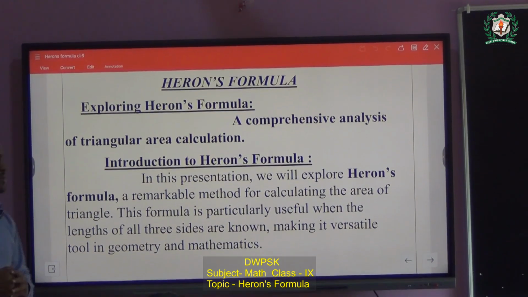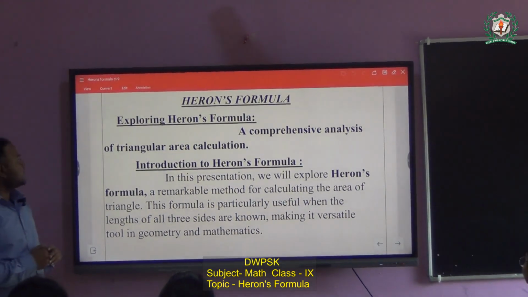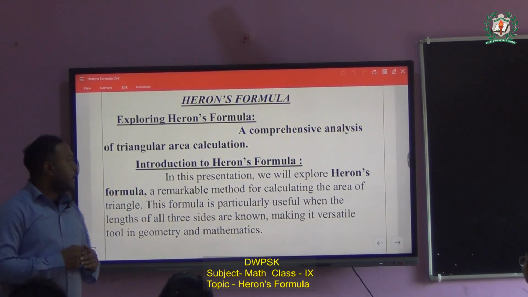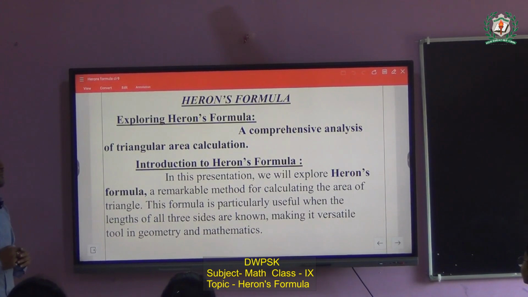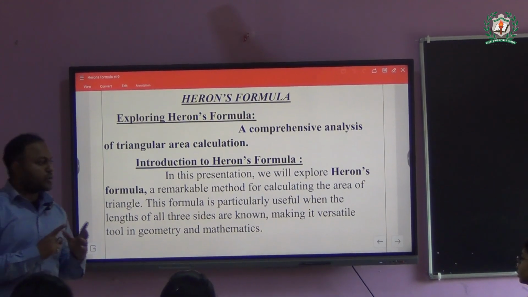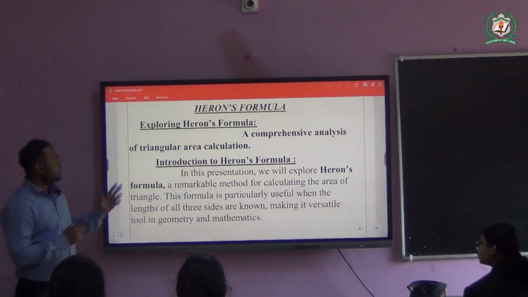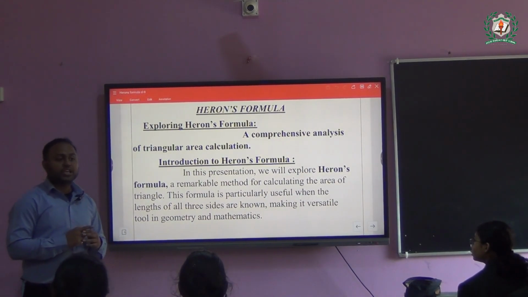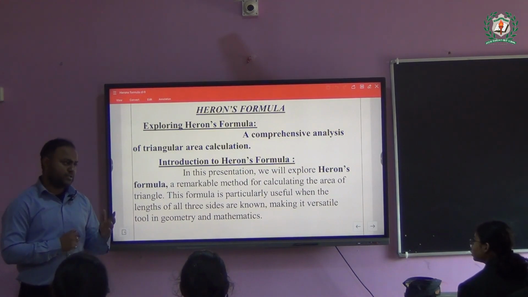Today we are going to start the new chapter, that is Heron's formula. As we know, Heron's formula is basically the analysis of triangular area calculation. We are going to see the calculation of the area of a triangle without the help of height. We are going to see such calculations using Heron's formula. Moreover, it will help you in your higher studies in class 10 and so on.